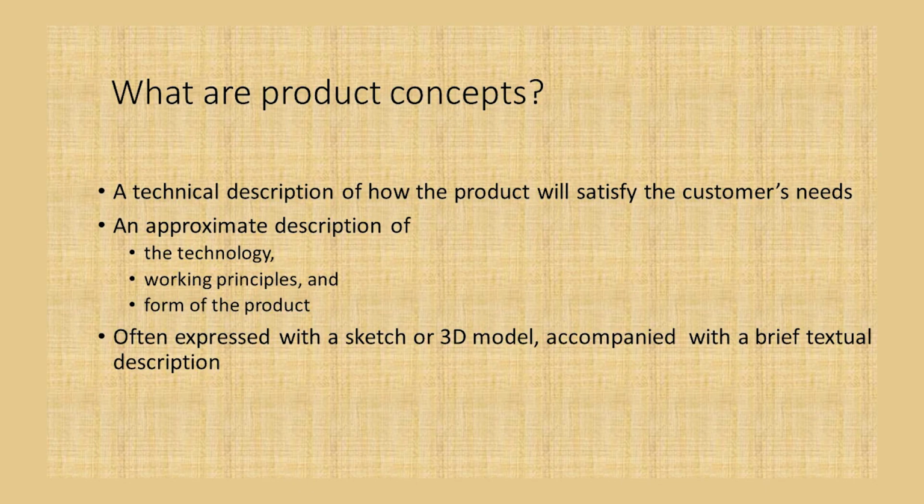A product concept is a technical description of how the product will satisfy the customer's needs. So, a description of how this product will satisfy the needs of the customer. This description is a technical description. So, it is not just in writing, it is not just a set of sentences. There has to be some technical information going with it. That can be in the form of engineering drawings, for instance. That can be in the form of electrical CAD models. So, a technical description of how the product will satisfy the needs of the customer.